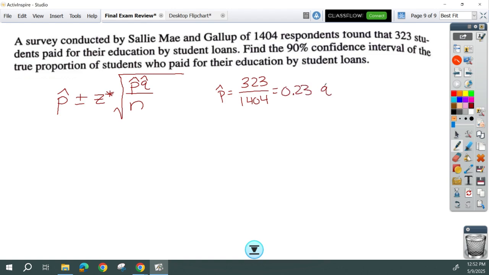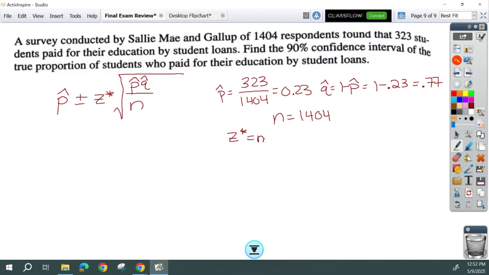We're going to need Q hat. Q hat's always 1 minus P hat, if you remember. So we're going to do 1 minus 0.23, and we'll get 0.77. N is that number on the bottom of our fraction, our total sample size, 1,404. And then the last thing we'll need is Z star, which we're going to get from Desmos.